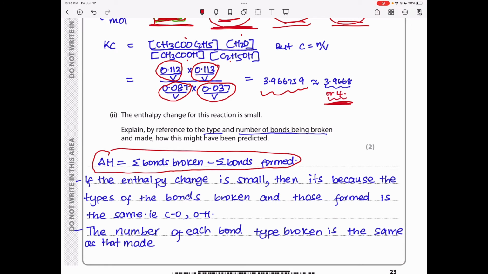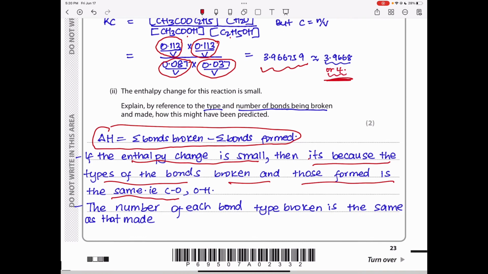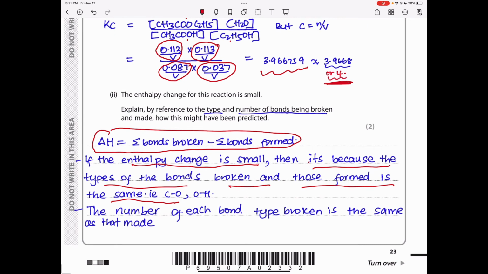It would be safe to say that the net bonds broken in the reactants are almost identical to those formed in the product. So here I said, if the enthalpy change is small, then it's because the types of bonds broken and those formed are almost the same. So you can see carbon-oxygen and oxygen-hydrogen, and the number of bonds in each type broken is the same as those being made. So therefore, the enthalpy change is almost the same.